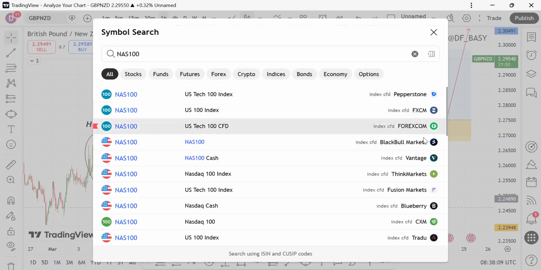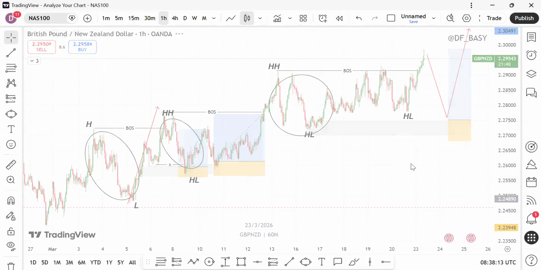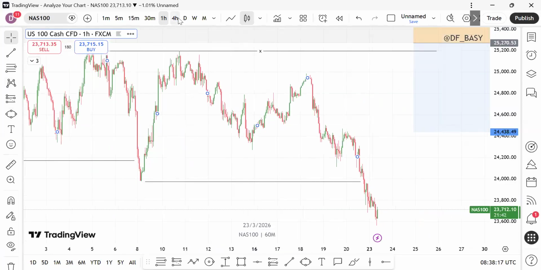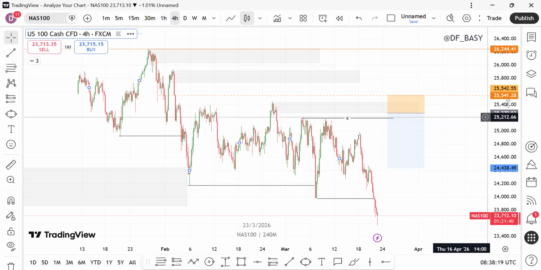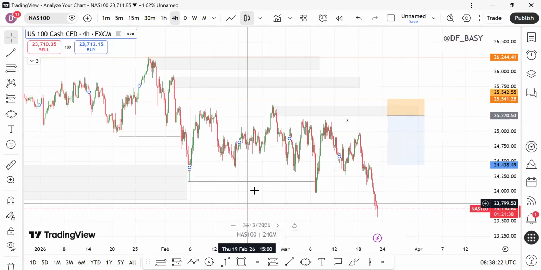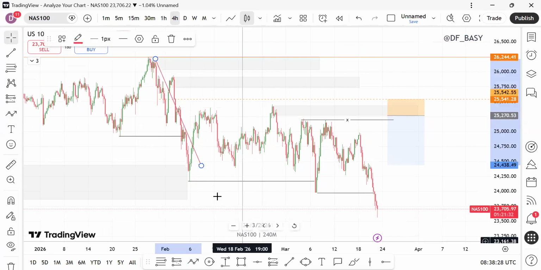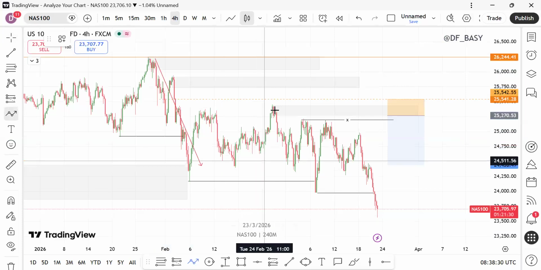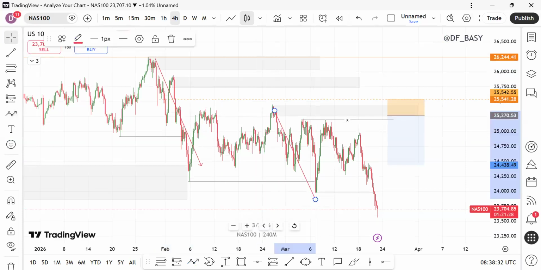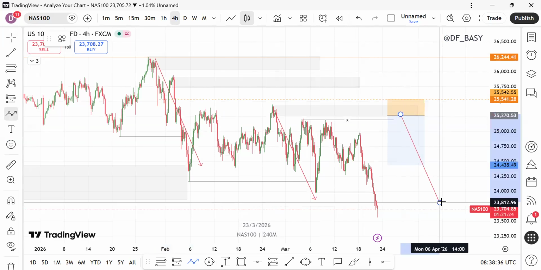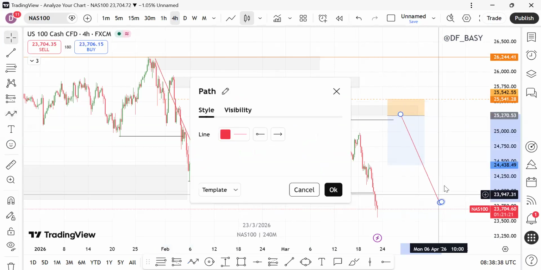Let me move to NAS 100. Okay, let me use this. So on the NAS 100, we can identify that this is bearish. So now you can see your impulsive move. This is a clean impulsive bearish move, breaking structure to the downside. This is another impulsive move, breaking structure to the downside. This is another impulsive move, breaking structure. There will be a next impulsive move, breaking structure to the downside if market doesn't change trend.